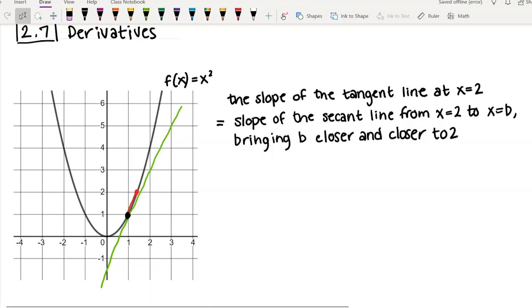You're right, it doesn't quite make sense, but I'm basically just trying to state the idea of a limit without actually writing the word limit. So that's where the bringing b closer and closer to 2 part comes in. There's another way that we can say this that's going to be useful for writing stuff in terms of limits.